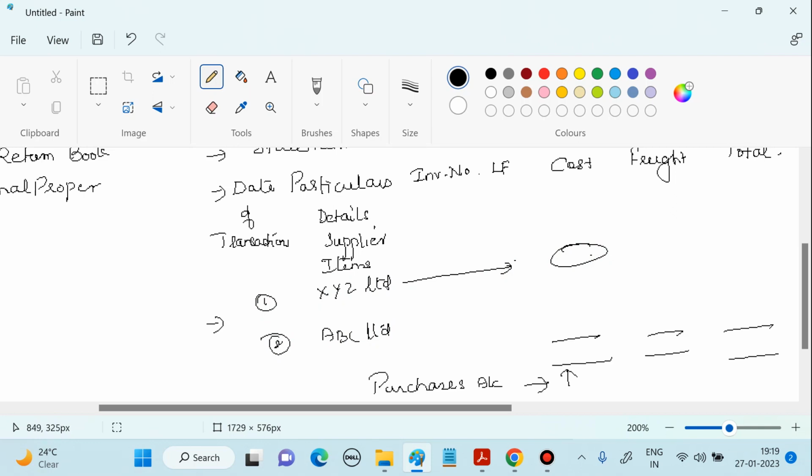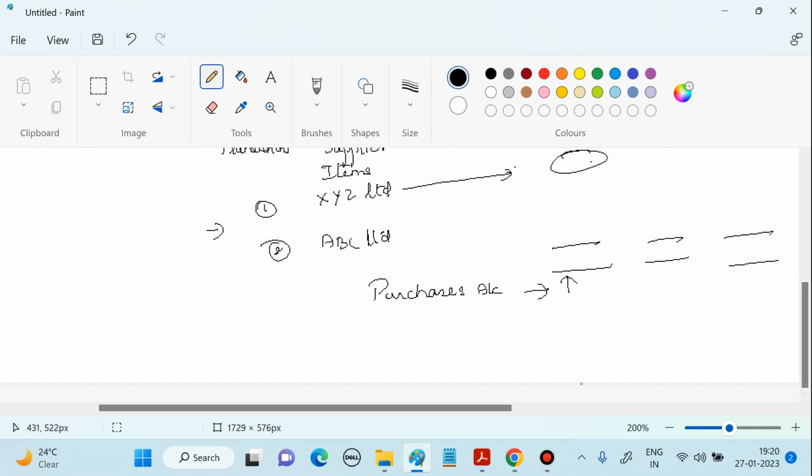Yes, ma'am. So this was the posting part. The totals go into the debit of the purchase account, and individually the amounts will go into the credit side of the creditors account. Now why? What is the use of maintaining such a purchases book?